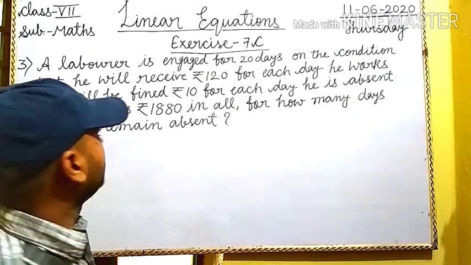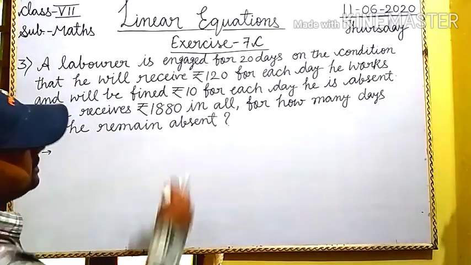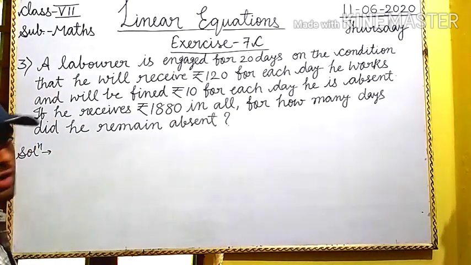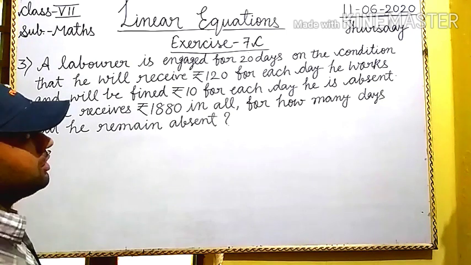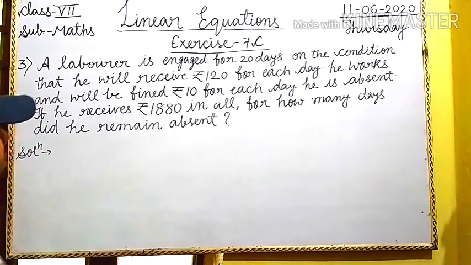In question number 3, a laborer is engaged for 20 days on the condition that he will receive 120 rupees for each day he works and will be fined 10 rupees for each day he is absent. If he received 1880 in all, for how many days did he remain absent?